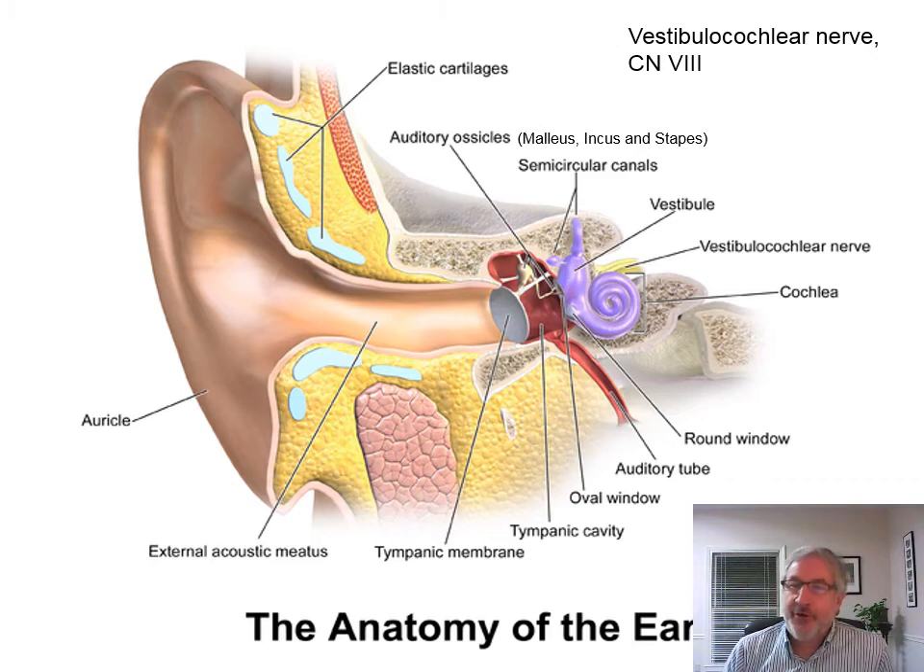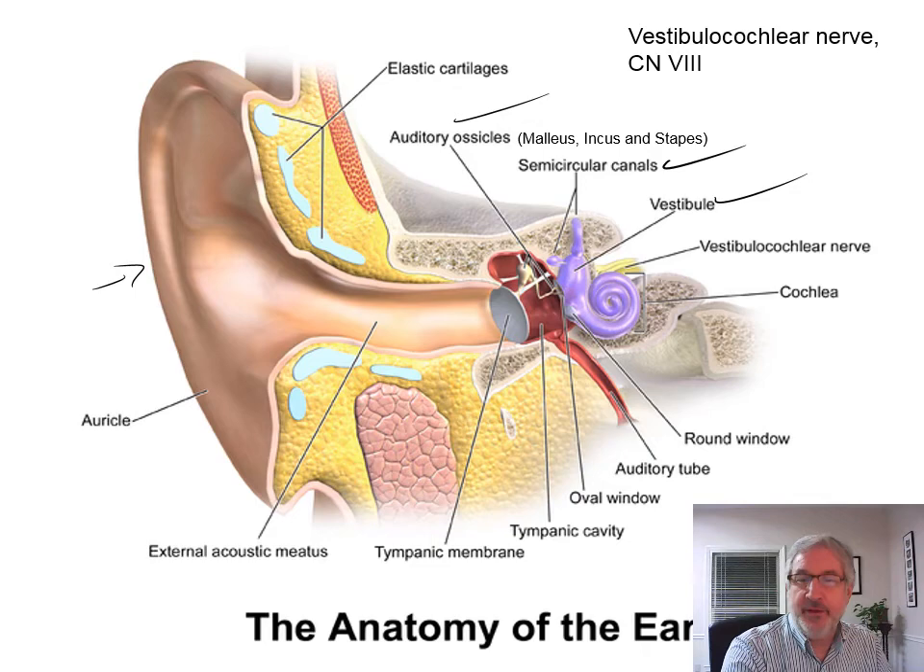The vestibulocochlear nerve. Here's your ear, the auricle of the ear, the pinna is out here. And then we have the auditory ossicles, we talked about those, the malleus, incus, and stapes. Then we have the semicircular canals, the vestibule, and the cochlea. The cochlea is for hearing, and the vestibule with the semicircular canals is for balance. And then we have the stapes right there, pressing on the oval window, going back and forth, making vibrations in there so that you can hear.